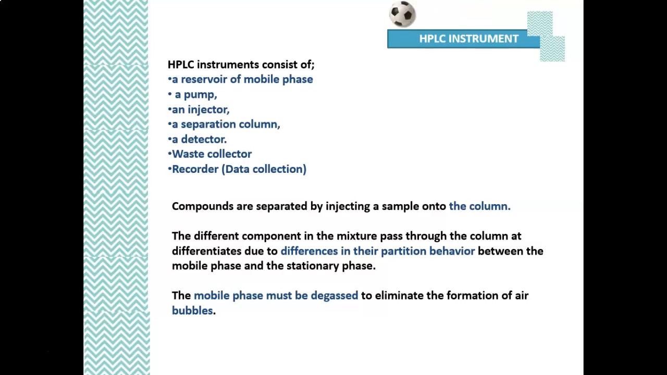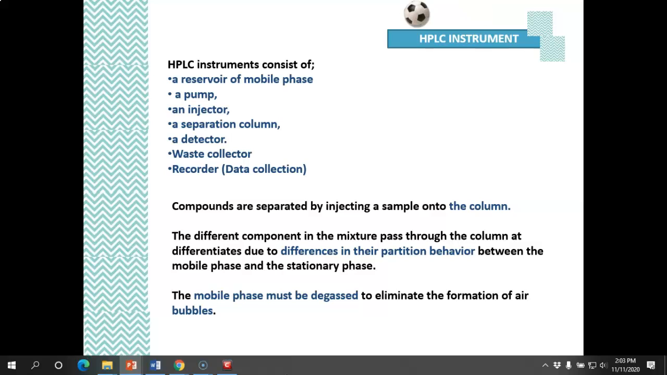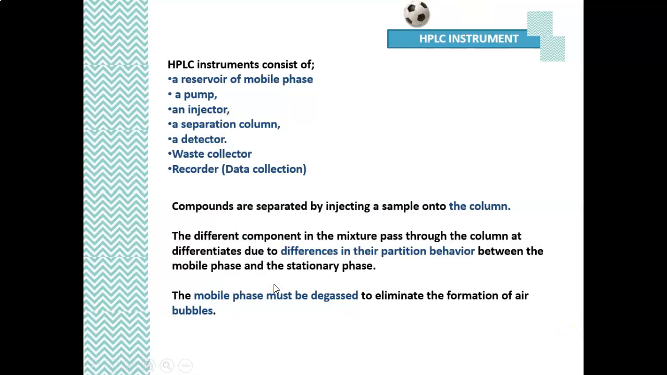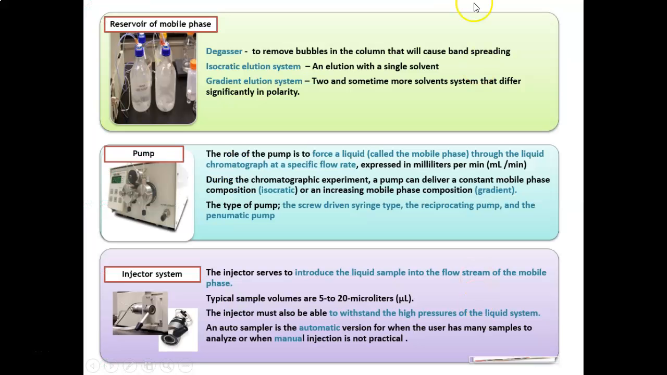And the different components in the mixture will pass through the column at different rates, okay, due to the tendency toward the stationary phase. And the mobile phase must be degassed to eliminate the formation of air bubbles. We look at the reservoir of mobile phase. Okay, the degasser step. We use the degasser step to remove the bubbles in the column that will cause band spreading. Okay, we have the isocratic elution system for the reservoir, and also the gradient elution system.